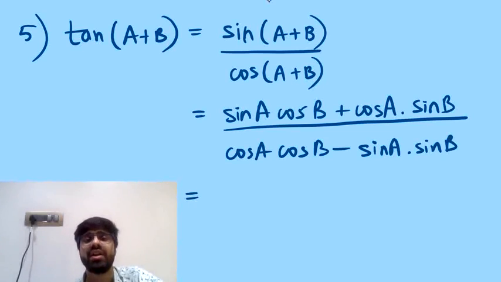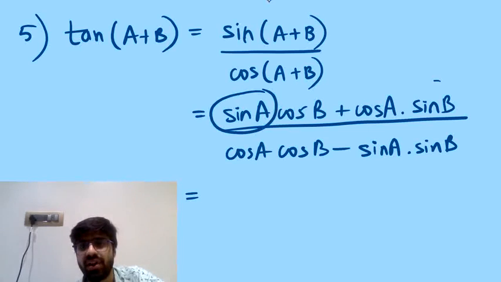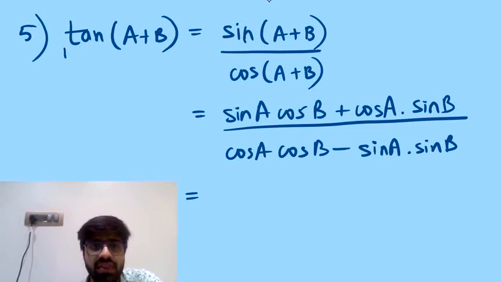Now divide the numerator and denominator with cos A cos B. Why are we doing that? Because, think about it, if you are dividing with cos, you will get cos in the denominator. We already have sine terms everywhere in the expression. Sine upon cos will give us tan, and we will get the expansion of tan A plus B entirely in terms of tan A and tan B. So divide the numerator and denominator with cos A cos B.